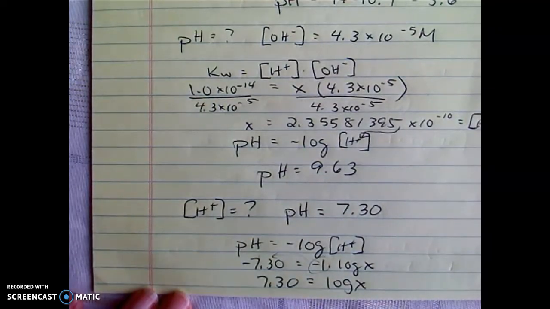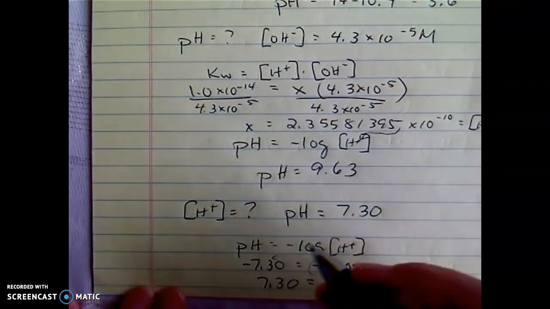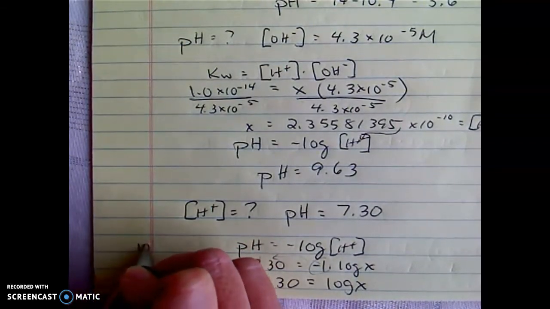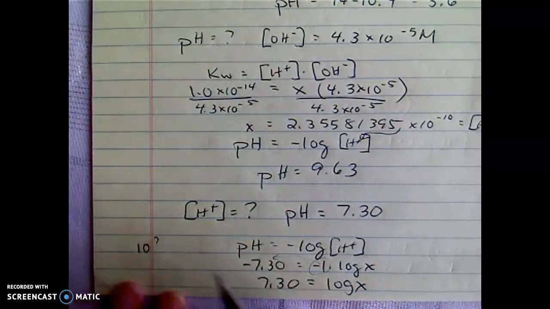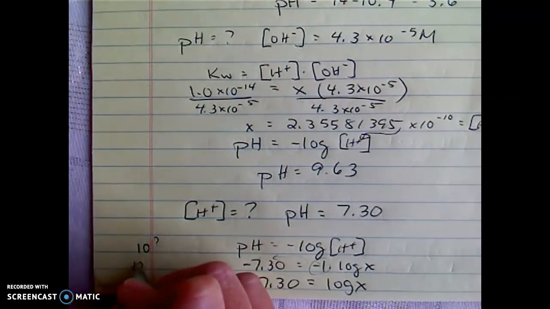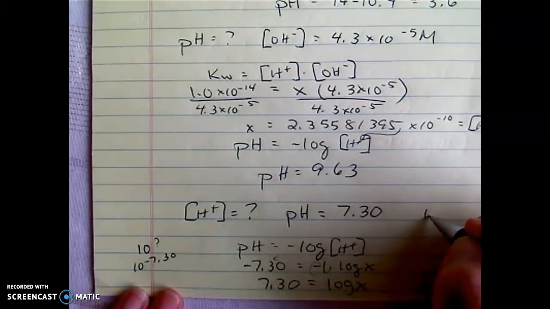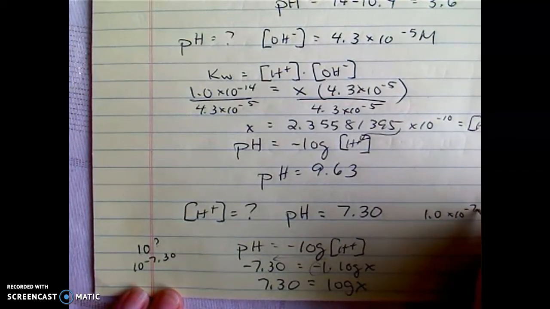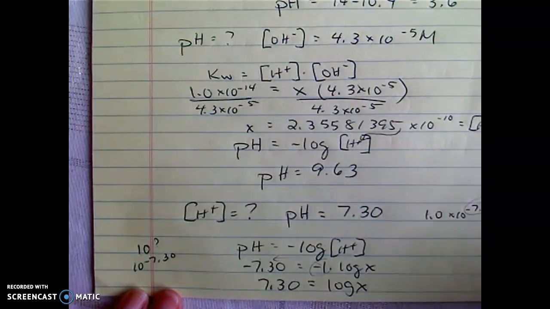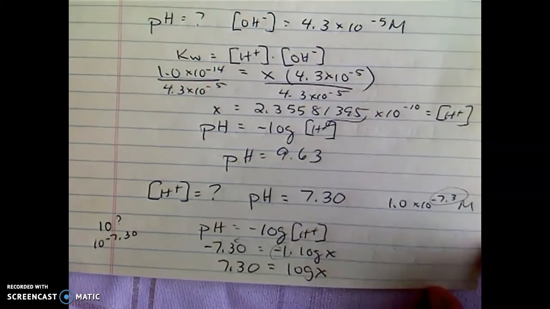To get this, I have to do my inverse. So I'm hitting my second button. Some of you will not have a second button, or some of you'll hit second log first, and you'll get like 10. It'll show you 10 to some power. Okay, just type in negative 7.3. So 10 to the negative 7.30. Because remember, the shortcut said that this would be 1.0 times 10 to the negative 7.3 molar. That would be my concentration, but you can't have exponents with a decimal. So you have to get rid of that, and your calculator will do that for you.